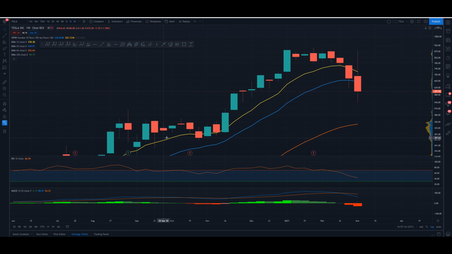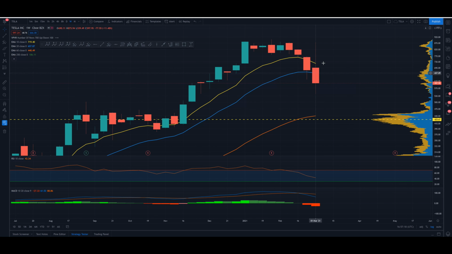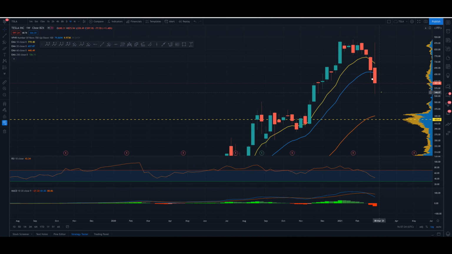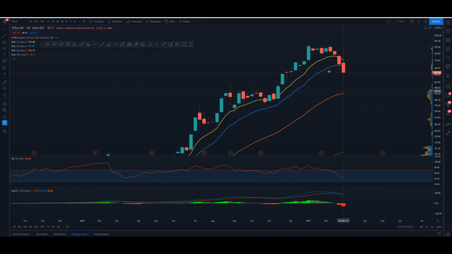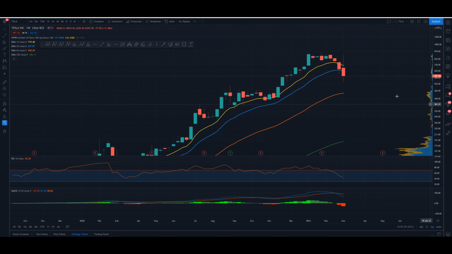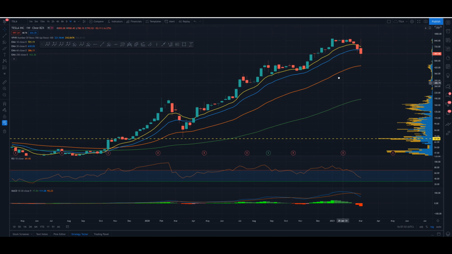All we need to know is where we closed the week, and we closed the week below the 20 and the 10 exponential moving averages, with the body of the candle below both. Still above the 60, still above the 250. No bearish crossover of the moving averages on the weekly time frame yet.